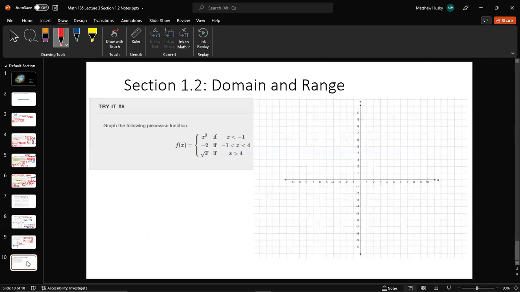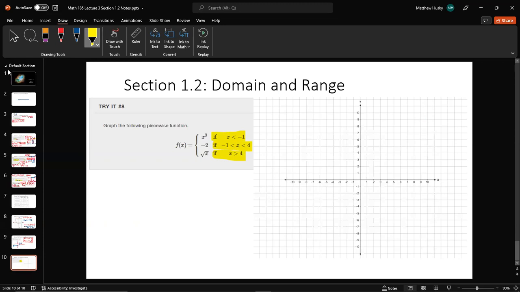Here we have a piecewise function. These graphs are kind of challenging. What you'll notice is they give you a domain for each section. So depending on which values we are talking about, we're going to use a different formula.